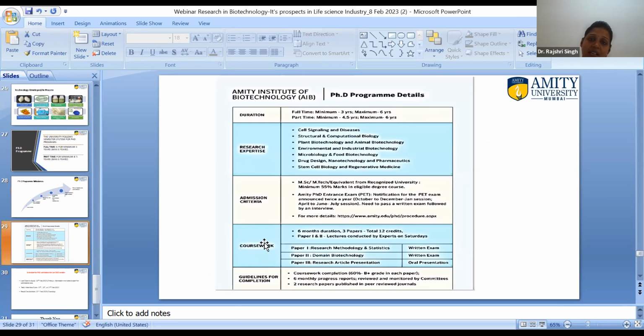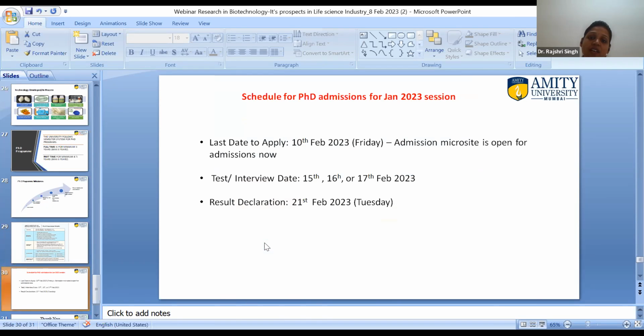Research expertise I have shared in my previous slides. The admission criteria is an MSc with minimum 55% marks in an eligible degree, and those who have cleared NET, GATE, or SLET may get an exemption from the PhD entrance exam. Otherwise, we have the PET, the PhD entrance exam. We offer admission twice a year, with two batches, a January batch and a July batch. Right now admissions are open for the January 2023 session, and 10th February is the last date for application on the microsite, which is open for admission now.